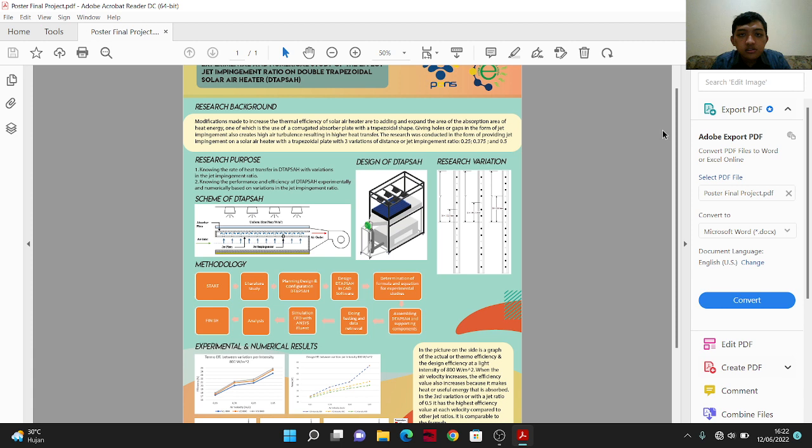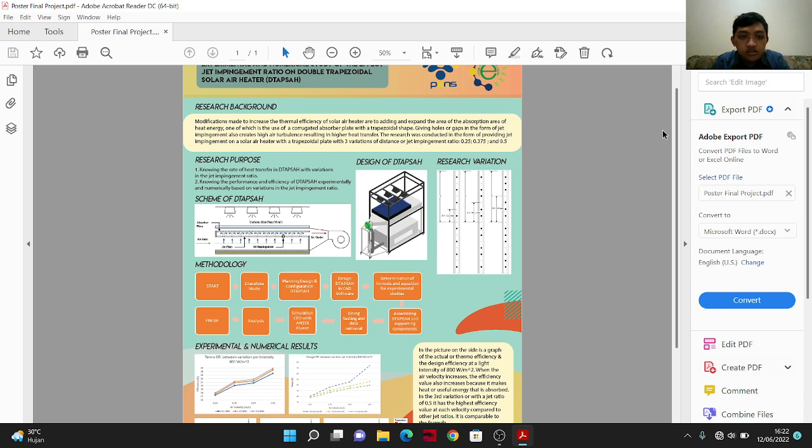The research was conducted by providing jet impingement on a solar air heater with a trapezoidal plate with three variations of distance or jet impingement ratio, which are 0.25, 0.375, and 0.5.